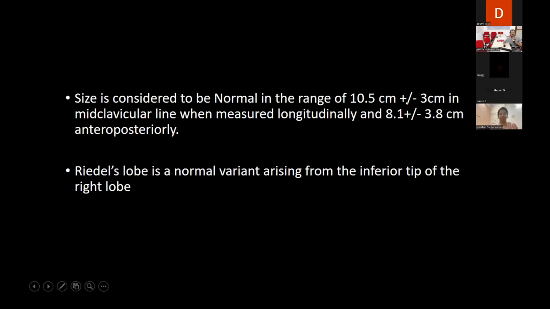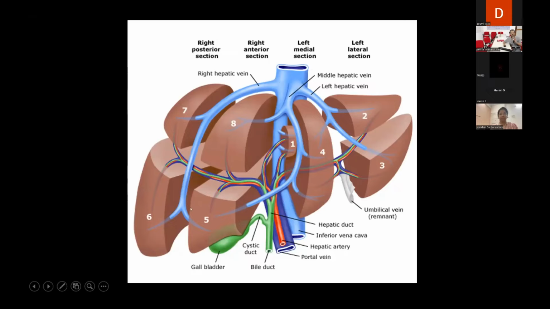So Couinaud has described the segmental anatomy of the liver. And as we all know, the liver is divided by the Cantlie's line into right and left hemiliver. The right hemiliver is again divided into sectors: the anterior sector, which is made of segments 5 and 8, and the posterior sector made of 6 and 7.